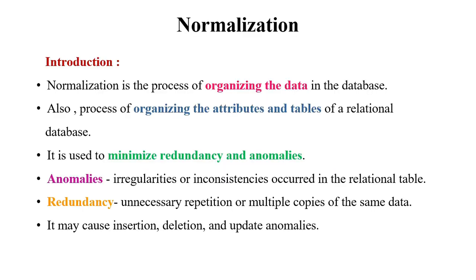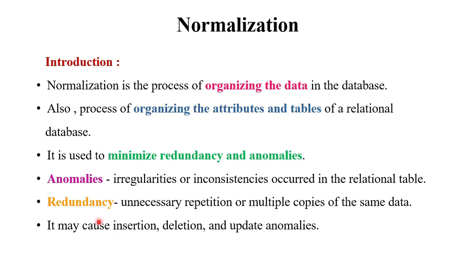What is normalization? Its purpose is reducing the anomalies and reducing the redundancy. It is the process of organizing the data, and also organizing the attributes and the tables. Generally, it is used to minimize the redundancy and minimize the anomalies. The question comes, what is an anomaly? An anomaly is nothing but irregularities or inconsistencies occurring in the relational table.